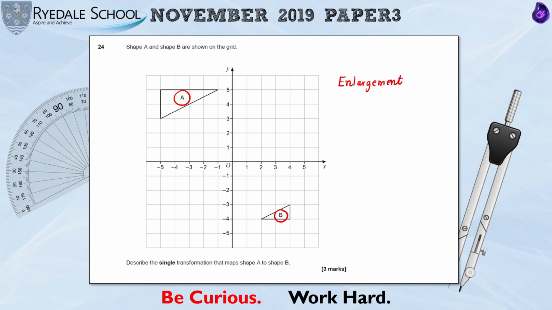We then need to talk about the scale factor. Now the scale factor, it's half the size, but the shape's also rotated as well. So that's giving me a clue that it's actually a negative scale factor. So the scale factor is -1/2 from A to B.